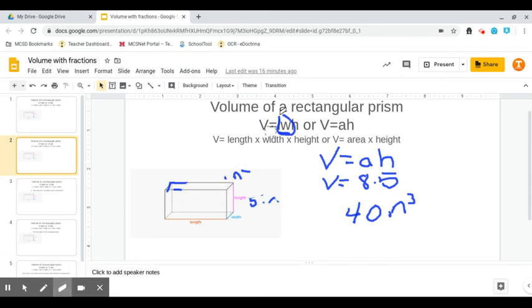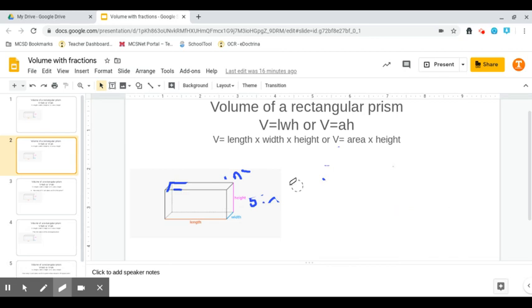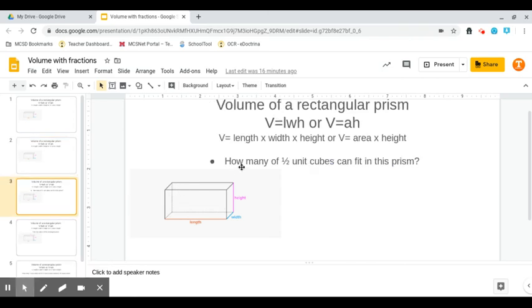The final type of problems are going to be something that's a little bit new. We're going to be using fractions to do these. These are a little advanced, and I highly recommend going to your Khan Academy lessons, because they're going to give you another video on how to do these. Okay, so let's look at this, and I'll do a couple for you. We want to find volume, and we want to know how many 1/2 unit cubes can fit in this prism.